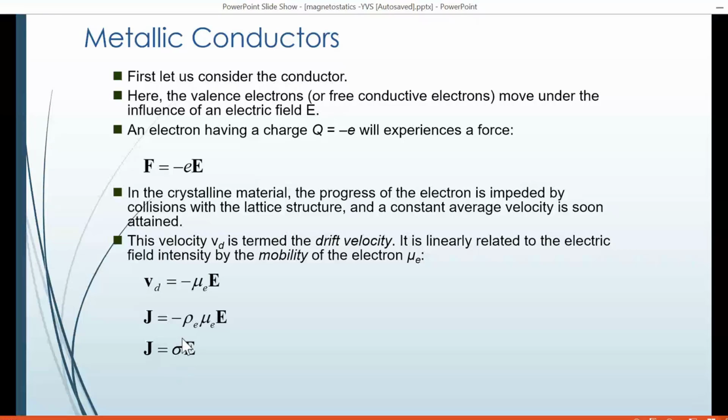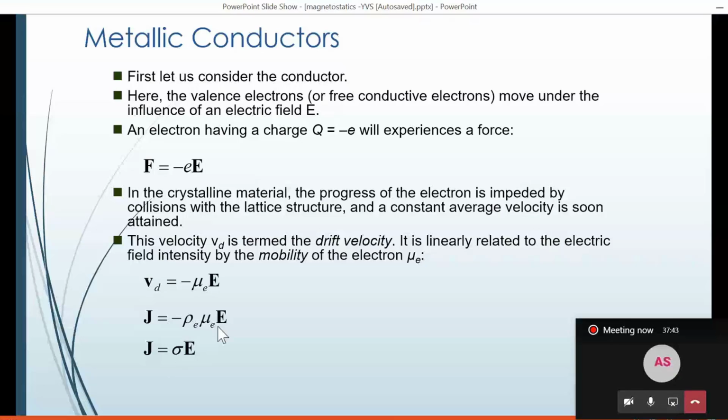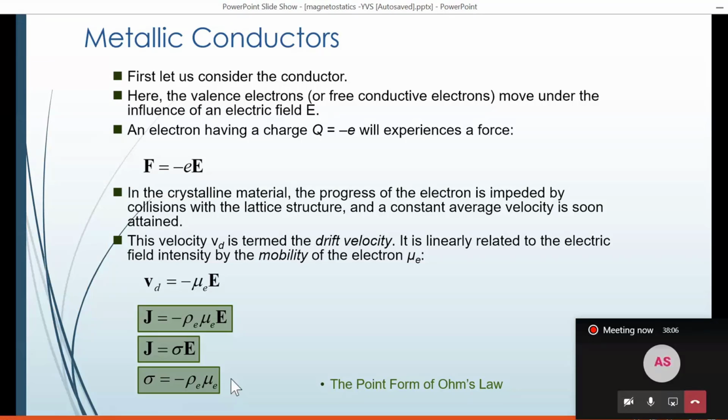So J bar is equal to sigma into E. This is one more equation for J bar, and we have to remember this for the next chapters. Sigma is minus rho e into mu e. J equal to sigma E is also known as the point form of Ohm's law. So these three equations are important, and most of the time we are going to use J is equal to sigma E.